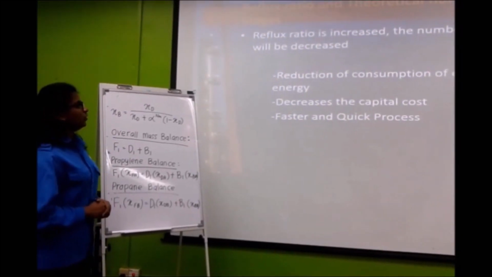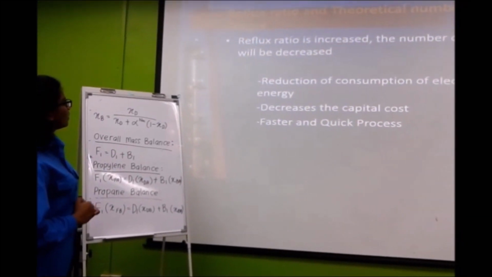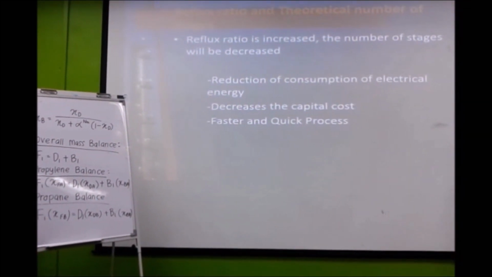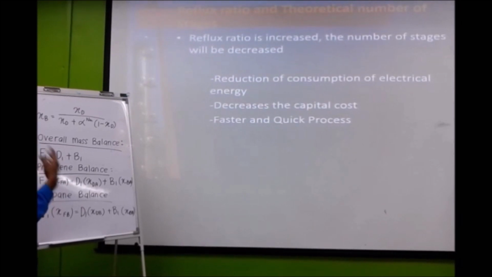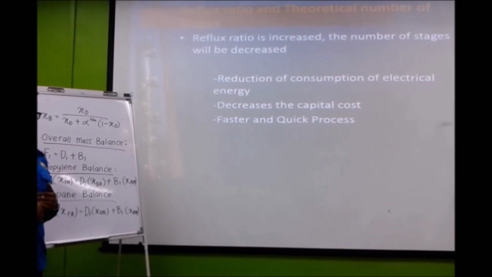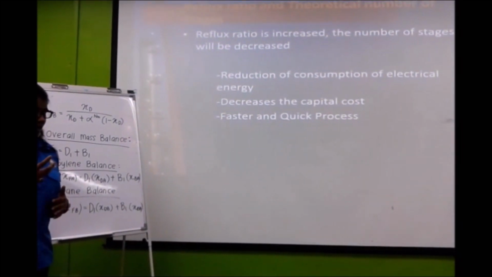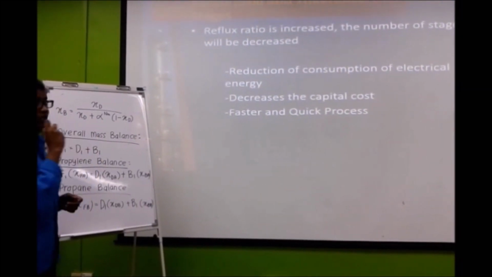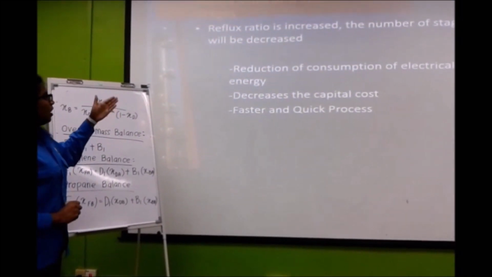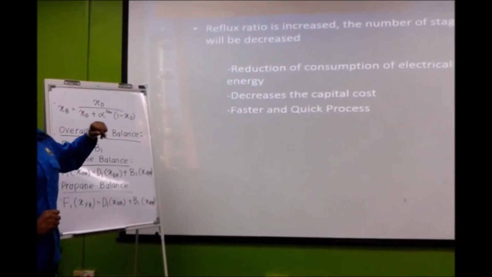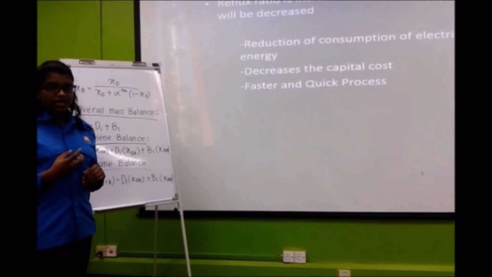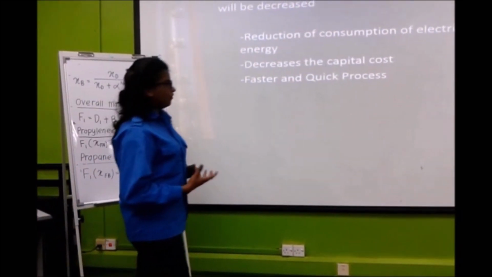The reflux ratio and theoretical number of stages: when the reflux ratio is increased, the number of stages will be decreased. When the reflux ratio is increased, the process will speed up so that the number of stages will decrease. When the reflux ratio is increased, the purity of propylene can be obtained even more quickly and faster.